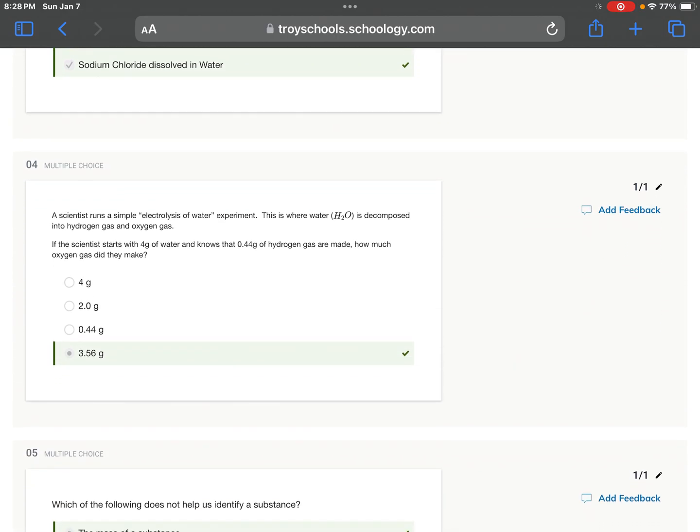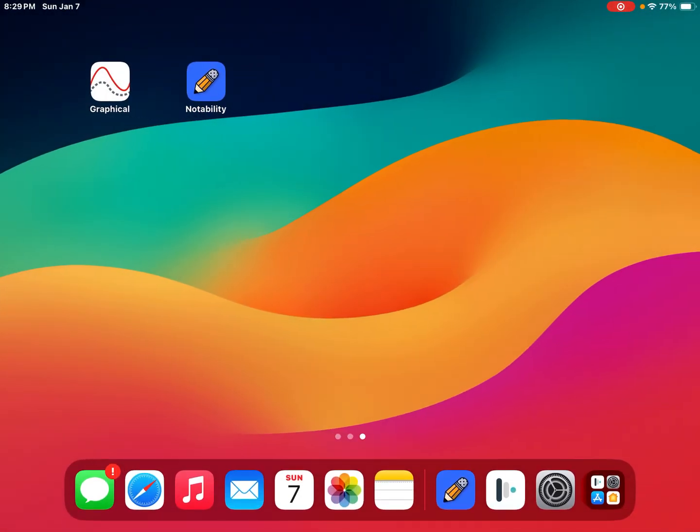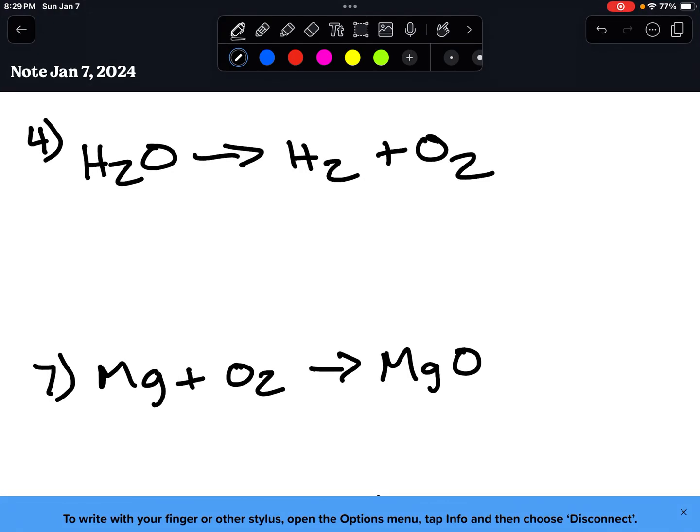For number 4, we're talking about an experiment where a scientist is doing electrolysis of water, and so it explains that water is decomposing. So if you know your reaction types, that means that water is the only reactant, and it's breaking down into hydrogen and oxygen gas, its components. So if we put in 4 grams of water and make 0.44 grams of hydrogen gas, how much oxygen did we make? So here I'm going to pop out to do a little bit of math on the screen.